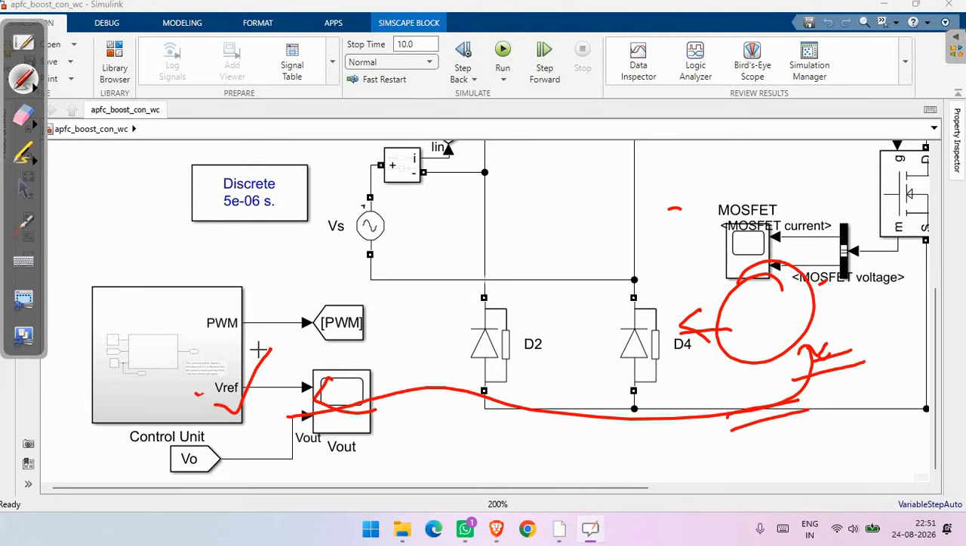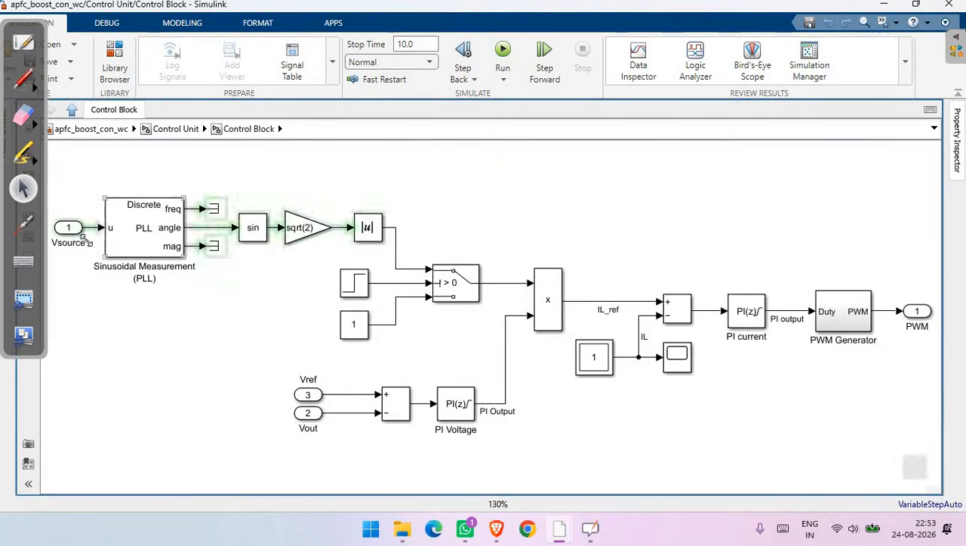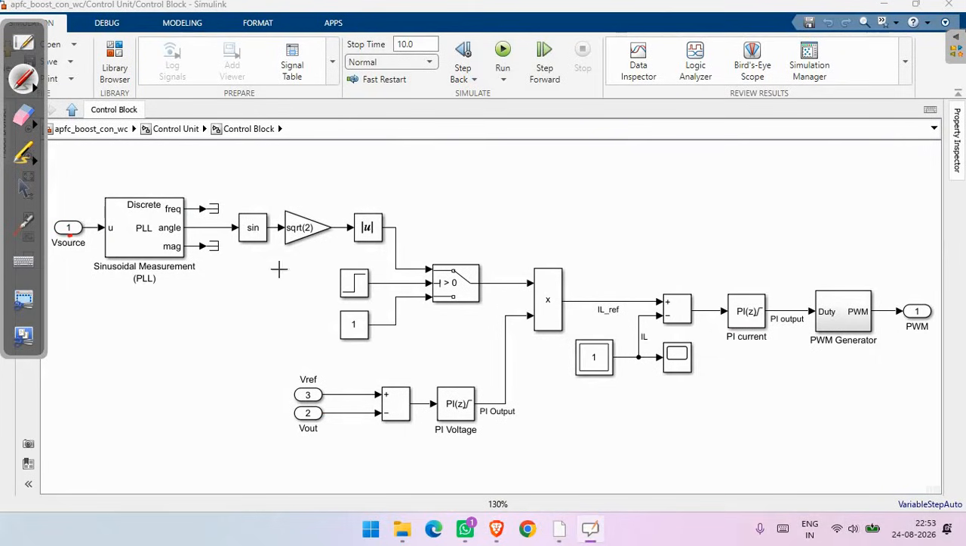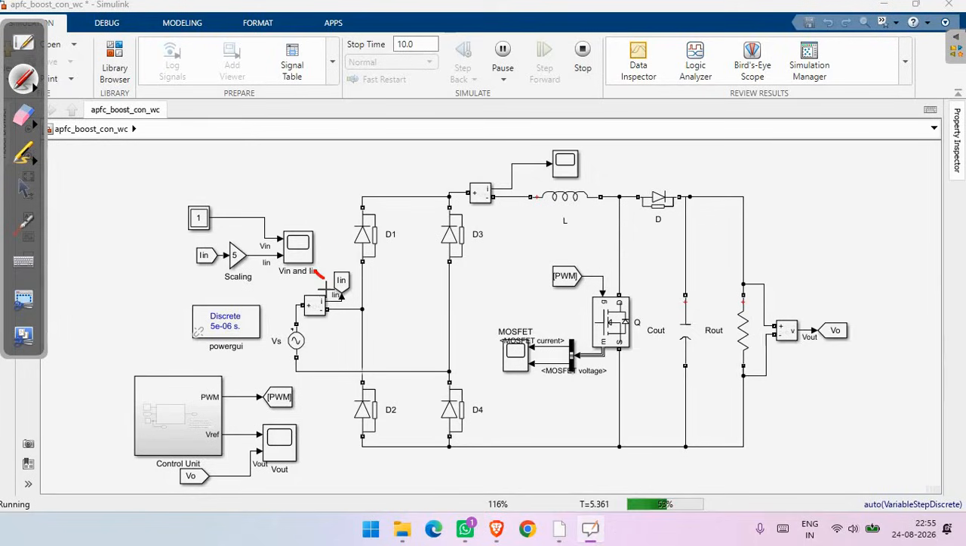Now let's open this control unit and understand how the active PFC algorithm works. Here this is the source voltage, this one is the reference voltage, and this is the output voltage which is compared here. The scope is used to compare the input voltage and input current. For successful PFC operation, we expect this input current to be approximately sinusoidal and in phase with the input voltage. Here, this is the scope in which we measure V in and I in.